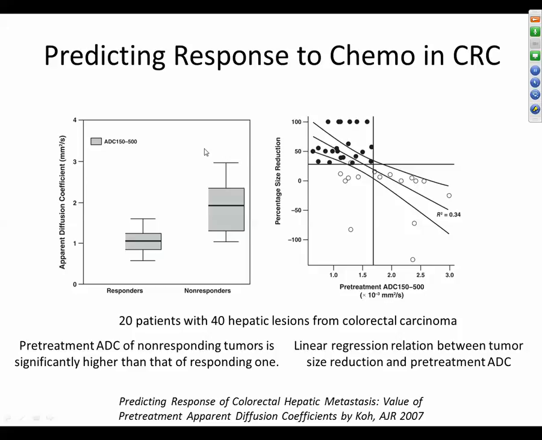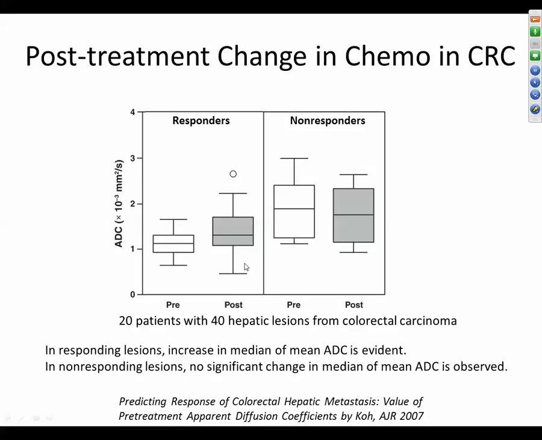We can use the DWI to predict the treatment response to chemotherapy. After study, people find out that if it's a non-responder, usually the pre-treatment DWI ADC value is high, and the responders have relatively low ADC value. This is the post-treatment change. If after treatment the ADC value increased, that means the diffusion restricting condition is relaxed, then it's more likely to be a responder. In the non-responder group, there is no ADC increase.